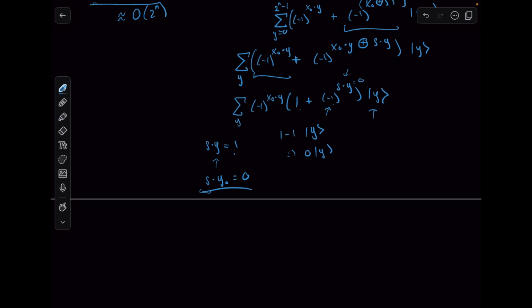But it's actually not enough to determine s. It turns out we need at least n different y values such that this is the case. So let's start with y0, and y1, and so on until y_(n-1), each with s · y equal to 0. And not only that, but these y values need to be linearly independent. Otherwise, we don't gain any new information. Because as you can see here, we have a linear system of equations modulo 2 corresponding to s. So we can actually solve this efficiently on a classical computer once we've obtained this information.